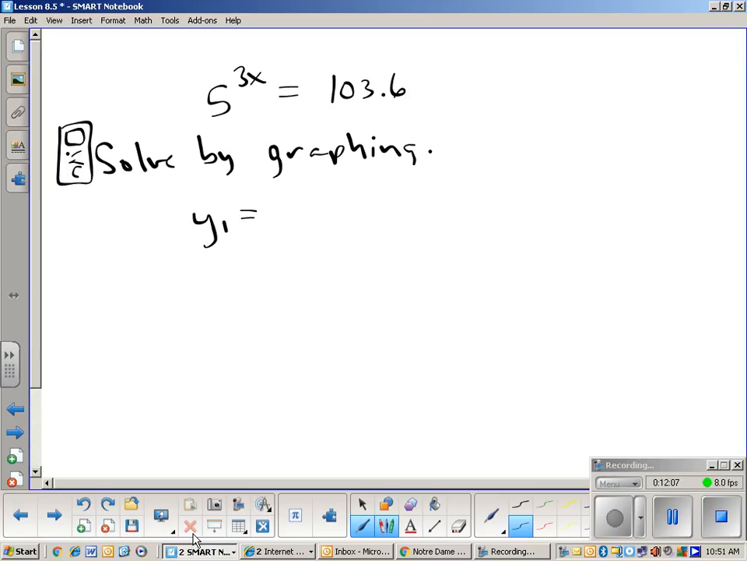Solve by graphing. We did a whole paper on this where half of you did the graphing one way, half the other way, a long time ago. Now, we didn't have logs, but it's the same concept. How do you solve by graphing? We have 5 to the 3x equals 103.6. So what do we do?